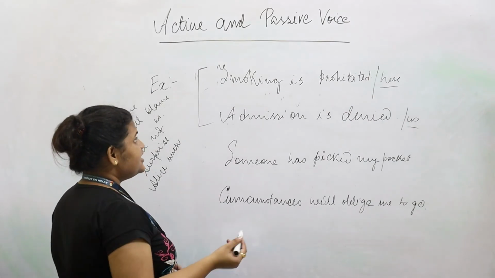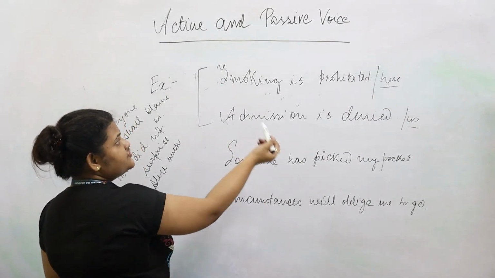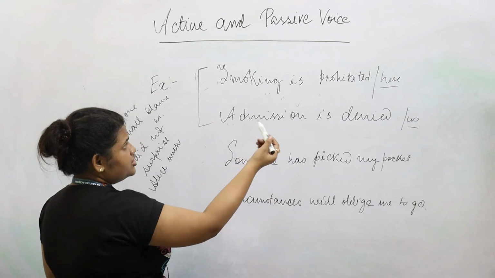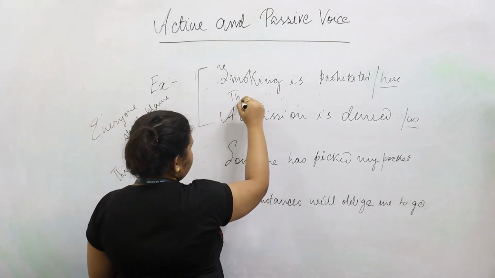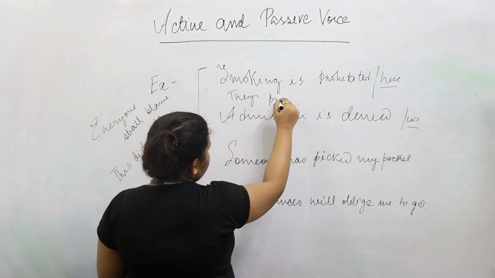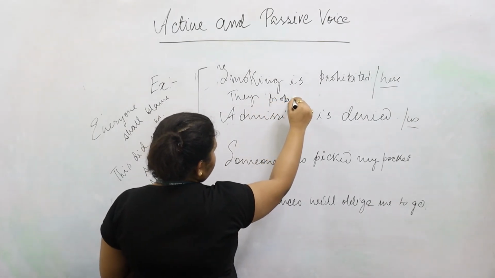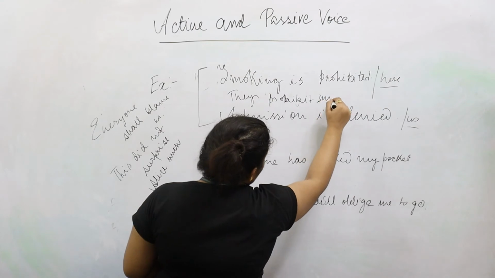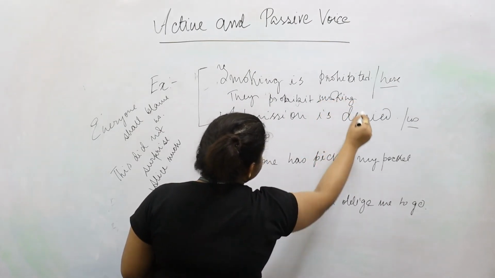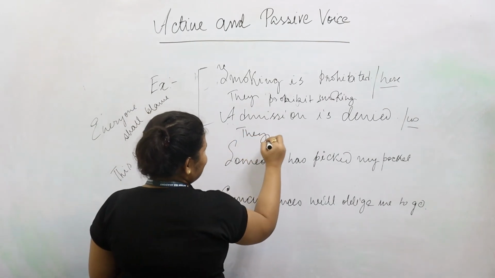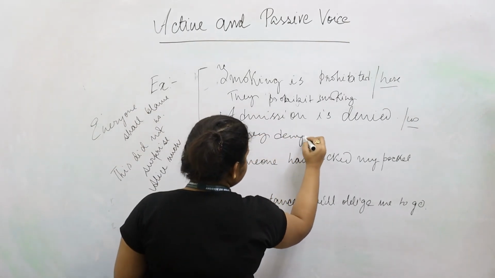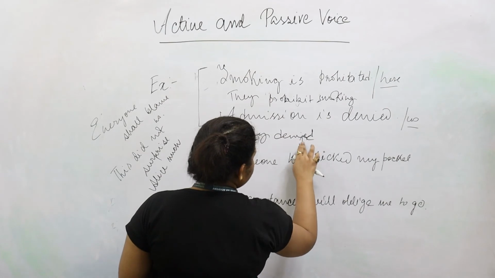in the sentences. So here, if we have to transform the sentences into active voice, smoking is prohibited, you can say they prohibit smoking. And in the next sentence, admission is denied, you can say they denied admission.